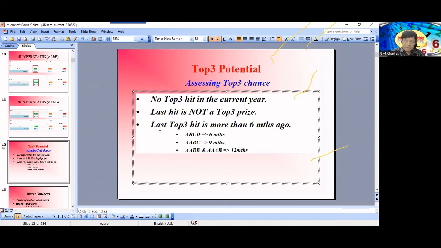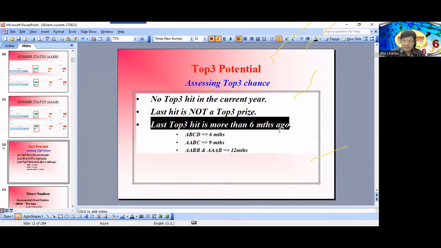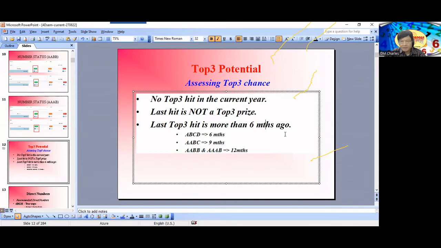Now, the third point you need to know is the last top 3 hit should be more than 6 months now. Let's say it hit top 3 this year, right? If it hit in January this year or February this year, is it more than 6 months? It is, right? So if a number hit this year, if it's more than 6 months, then it is still considered good for top 3.